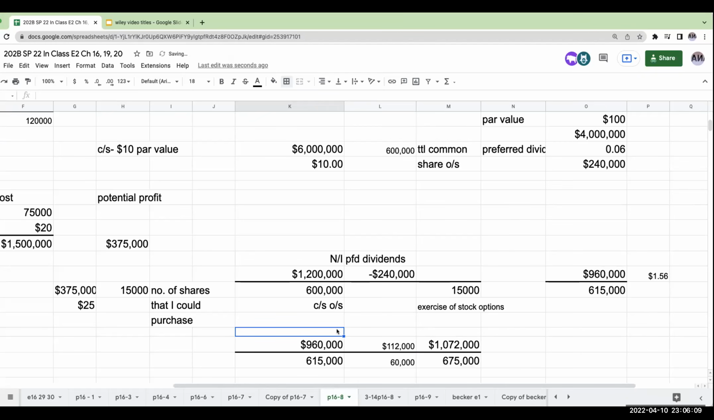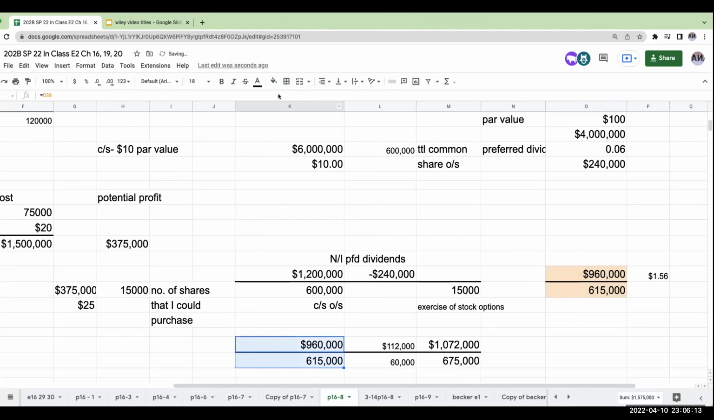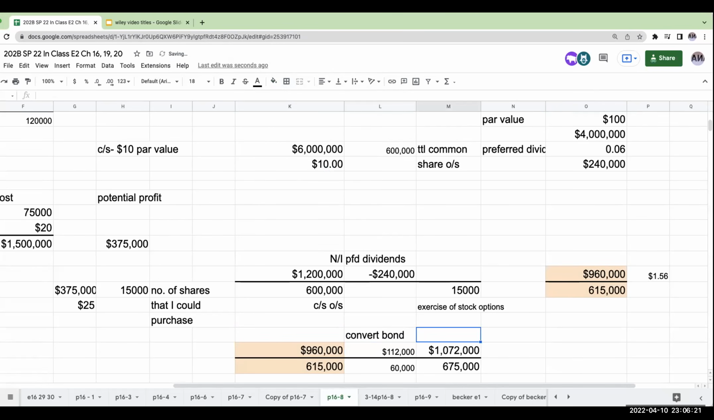Okay, so this is over here. Do some nice little coloring. This is starting to look like a weighted average perpetual inventory question. It's all related. So this is my convertible bonds. Okay, this is with the stock option and convertible bonds.